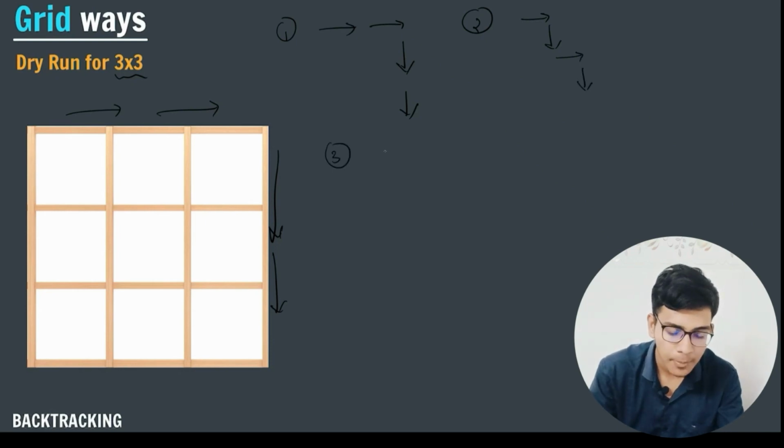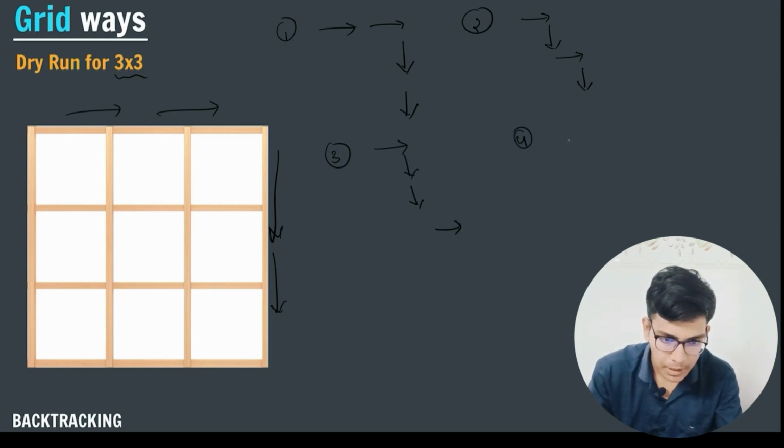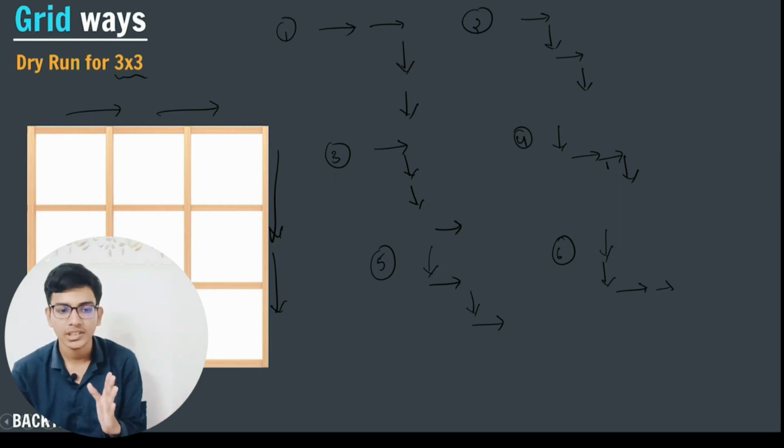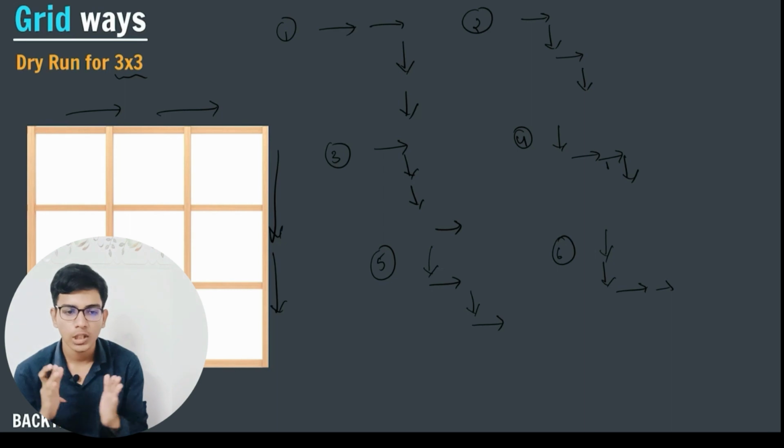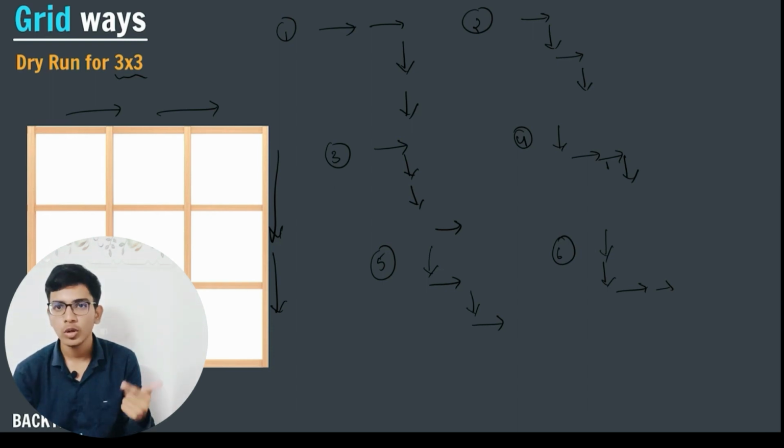And the third path will be first move right, down, down, right. And the fourth path will be down, right, right and down. And the fifth path will be down, right, down, right. And the sixth path will be down, down, right, right. So these are the six possible ways to travel from my source to my target. So this is how the total number of ways are there to move from my source to my destination. I hope you got the logic, the pseudocode and the actual code.